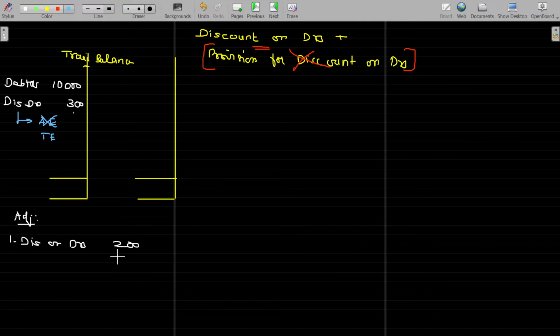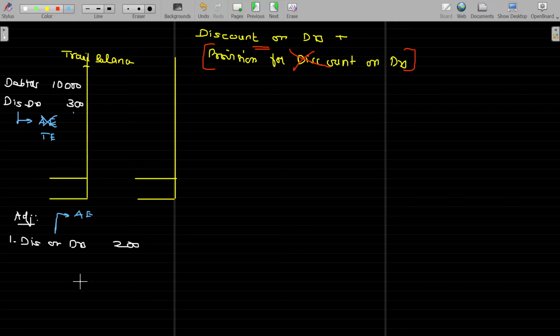Discount on debtors given in the adjustment means we have not passed the adjustment entry. Usually, discount on debtors will not be given in the adjustments. You might not have seen the discount on debtors being in the adjustments in most of the sheets. Usually won't see. But of course, if you are able to think in a different way, this discount on debtors will also come in the adjustments.